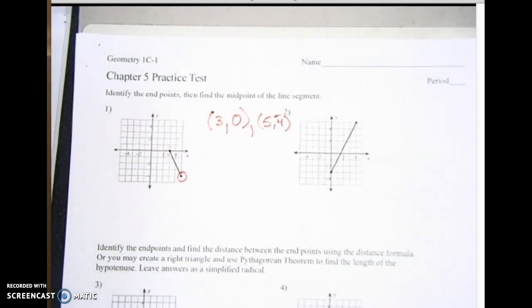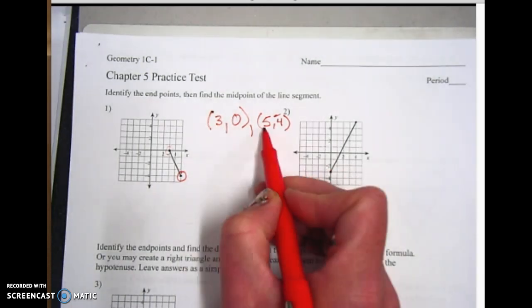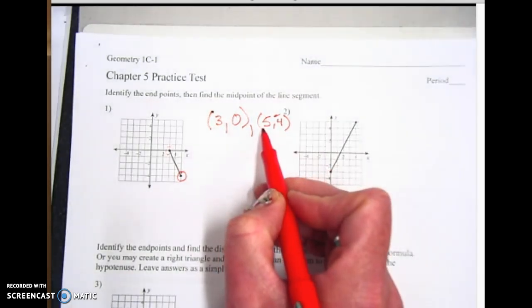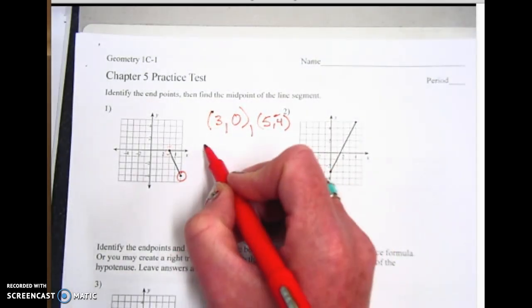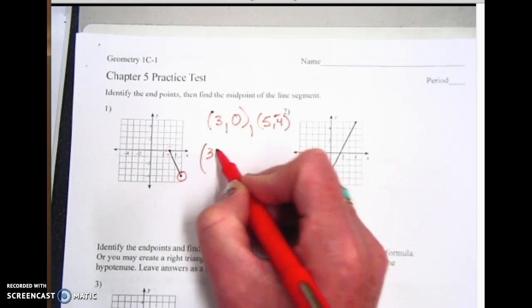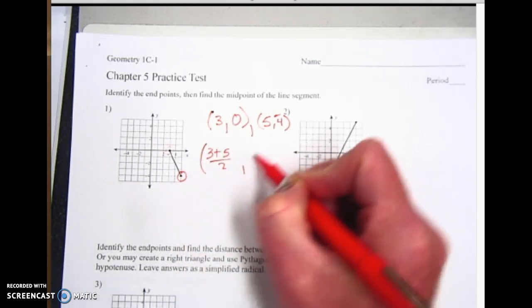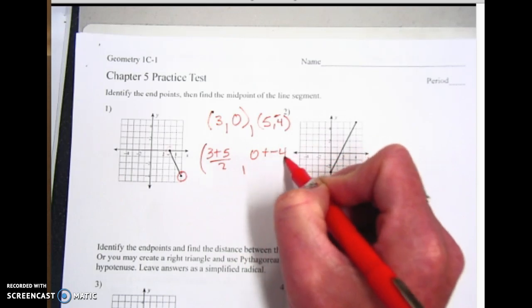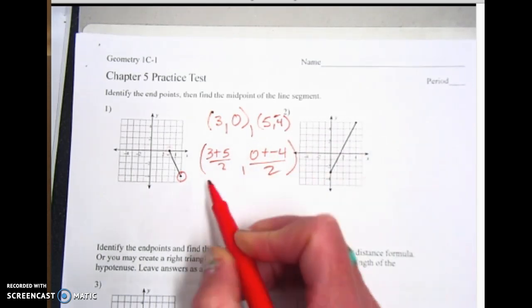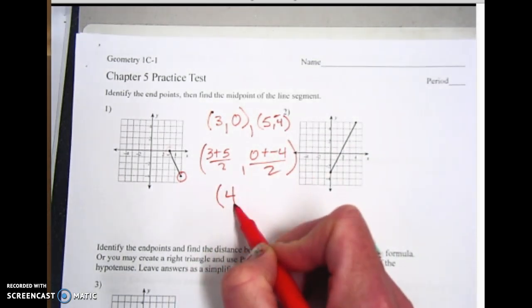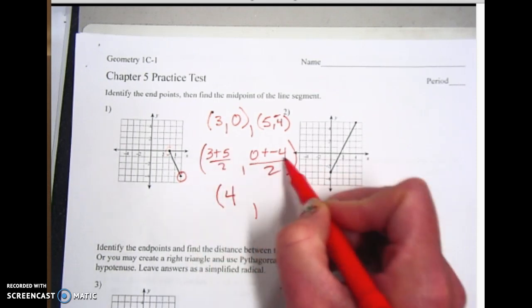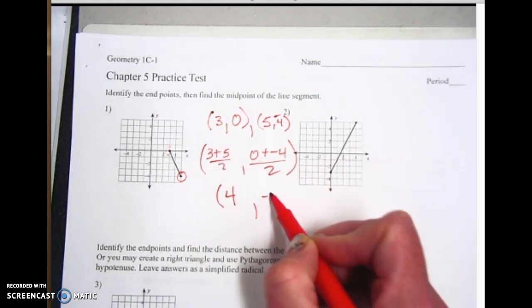And so you want to find the average of the x's by adding them together and dividing by 2, and then find the average of the y's by adding them together and dividing it by 2. So 3 plus 5 over 2, and 0 plus -4 over 2. And that simplifies to 8 divided by 2, which is 4, and -4 divided by 2, which is -2.